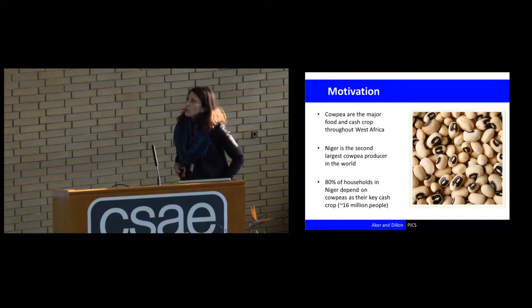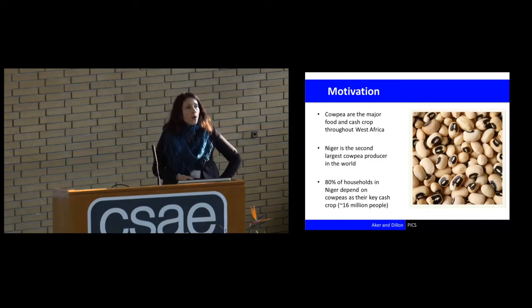The reason we want to do this is that cowpeas are one of the primary, if not the primary, food and cash crop for millions of farmers in West Africa. It's primarily millet, sorghum, and cowpea in Sahelian West Africa, and Niger, which is one of the poorest countries in the world, is the second largest cowpea producer in the world. 80% of its population grows cowpeas, which is about 16 million people.